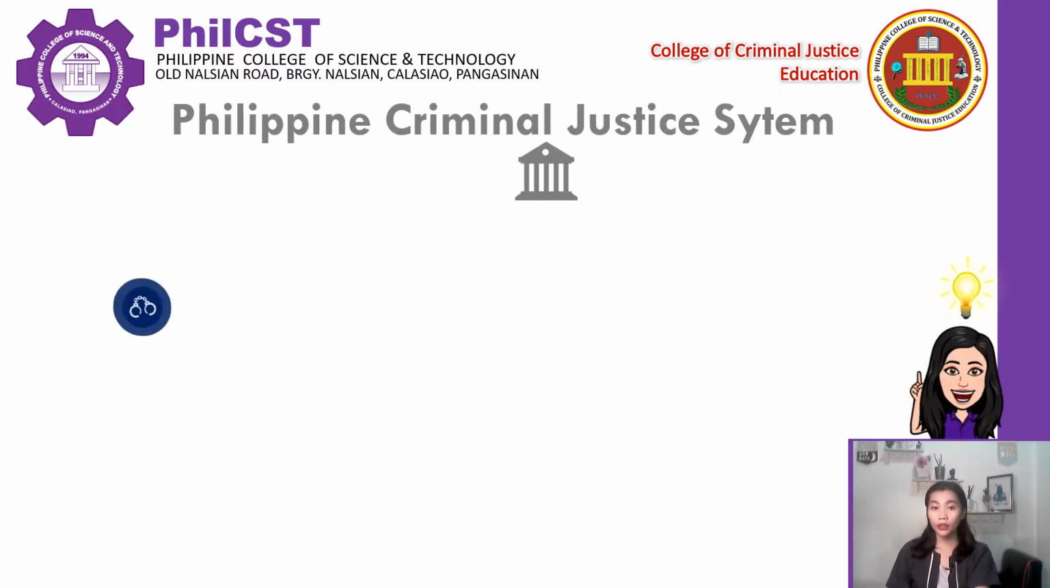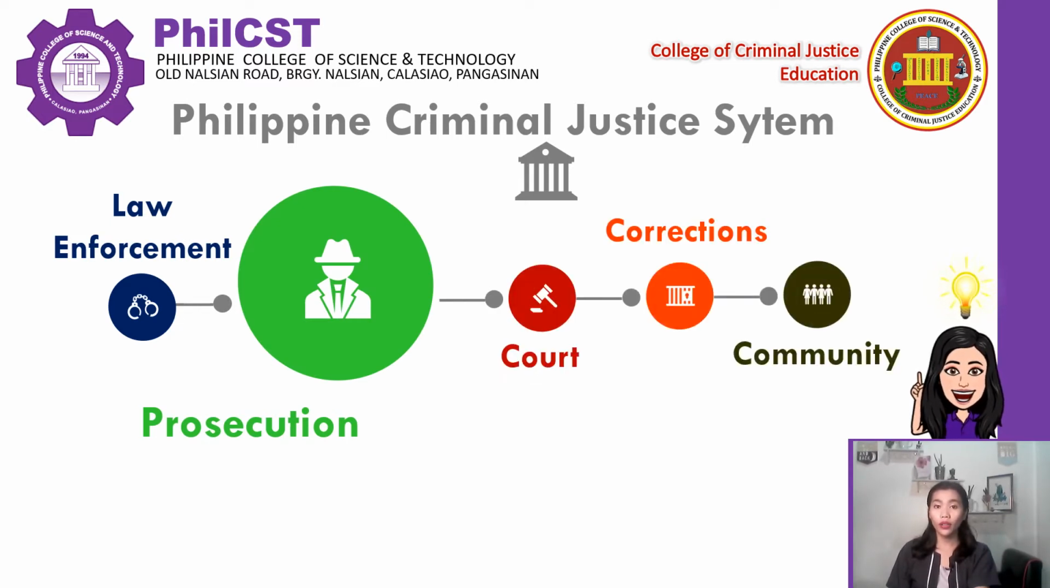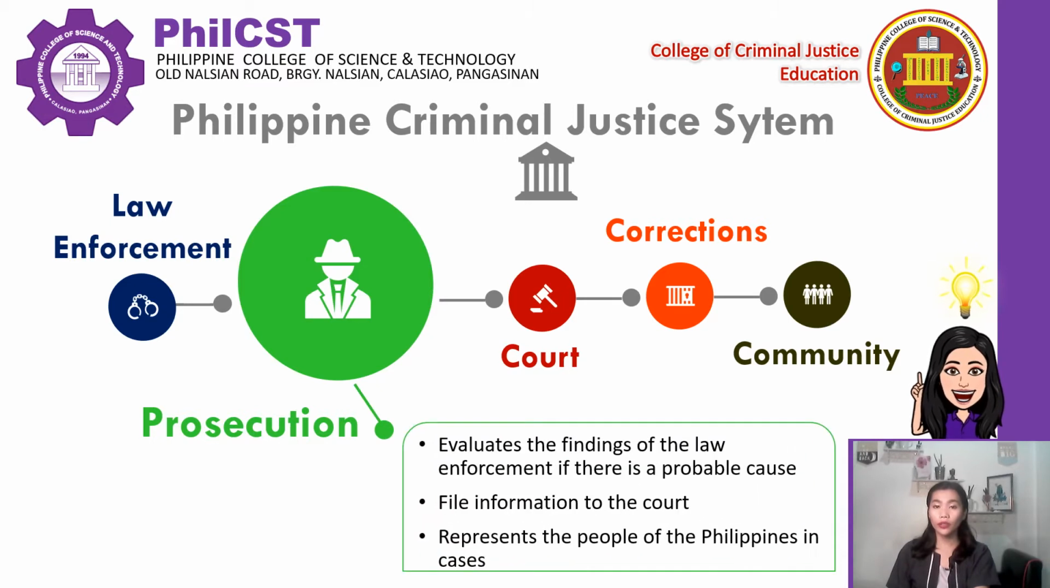The second pillar is the prosecution arm of the government. It is mandated to uphold the rule of law, and it is the stage at which the prosecutor evaluates the findings of the police to determine if prosecution of the suspect in court is warranted.